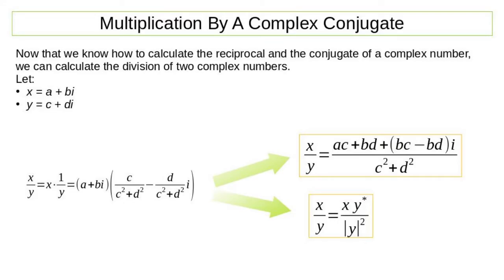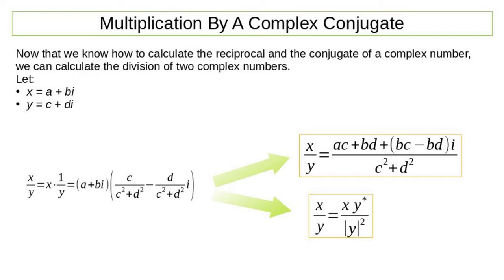In this section we will see how to calculate the division of two complex numbers. We can use our knowledge on the reciprocals and conjugates of complex numbers to calculate the result of the division of a complex number. Let's consider two complex numbers, x and y, expressed as a plus bi, and c plus di. We can think of the division x over y as the multiplication of x by the reciprocal of y.